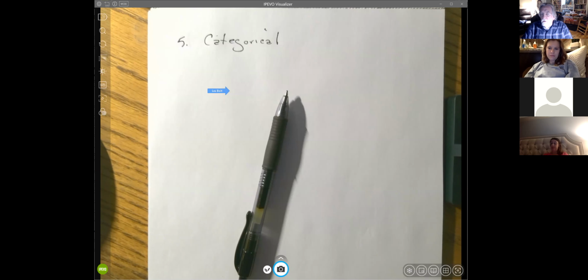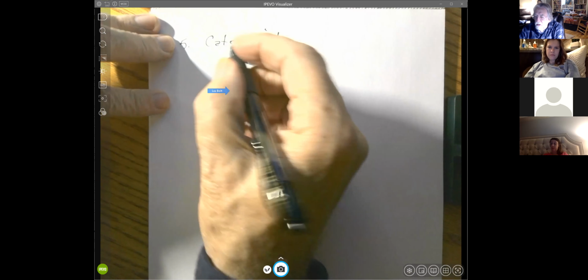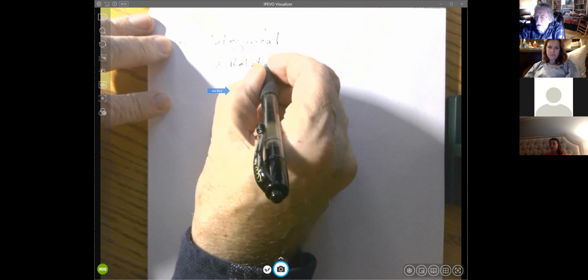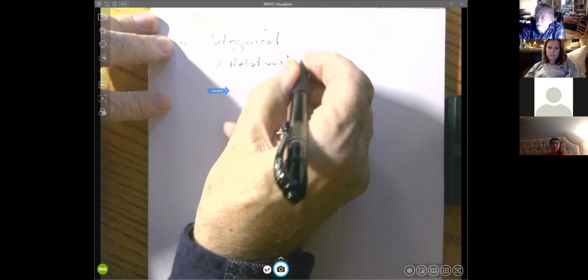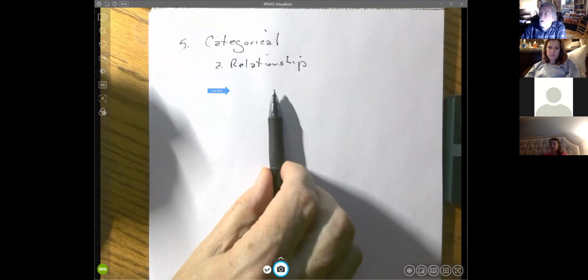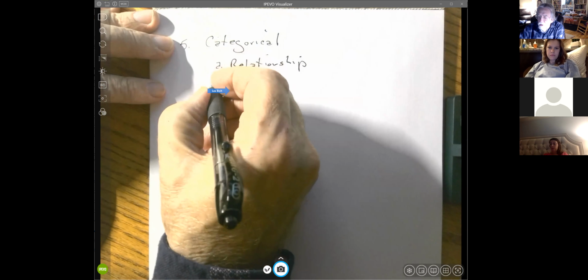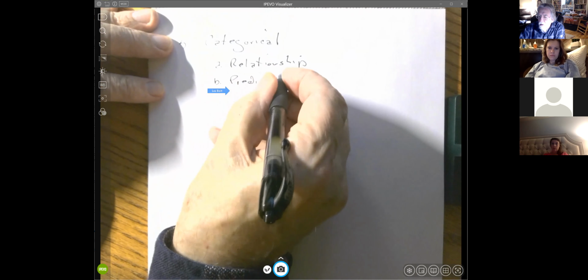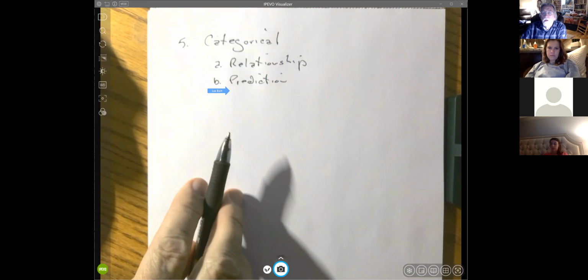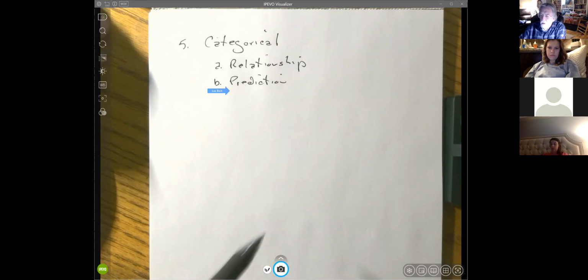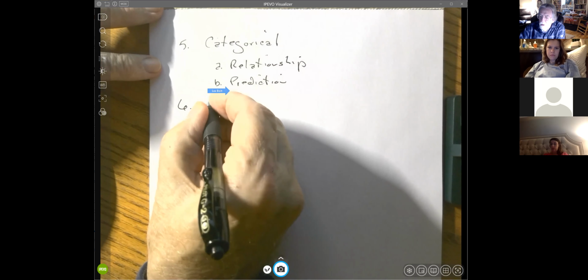A categorical variable of interest will lead to one of two decisions. We're interested in a relationship. We have no causal effect. There's no cause and effect thing happening here. We're either interested in a relationship or we're interested in a prediction. And the prediction is what we'll talk about tonight in a little bit, but that's what we do with categorical variables.